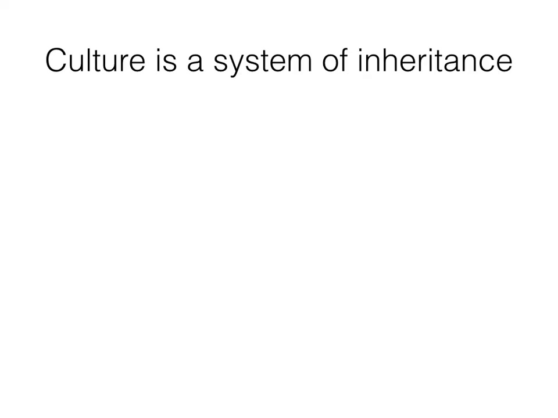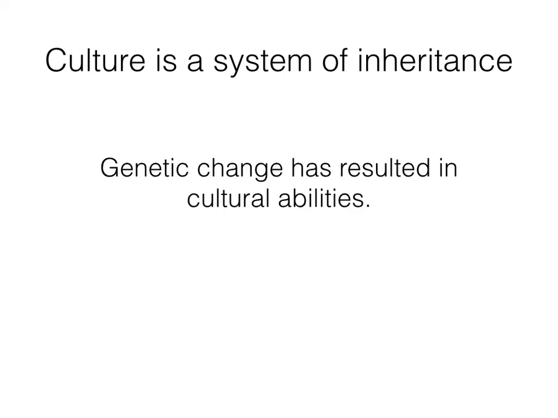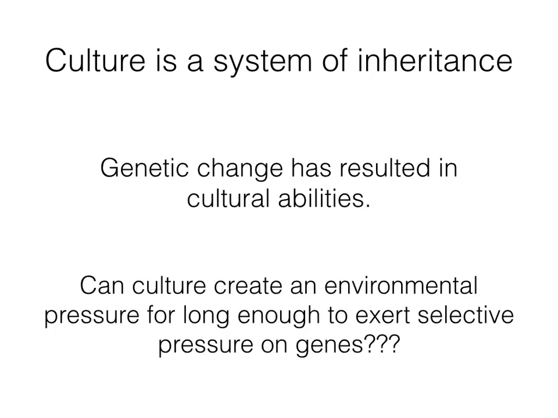And I think I hear a little voice inside your head saying, well, culture is a system of inheritance. We socially learn information and pass it on. And since genetic change has resulted in cultural abilities, can this go the other way? We have two systems of inheritance. We have culture and genes. Can they respond to changes in one another?